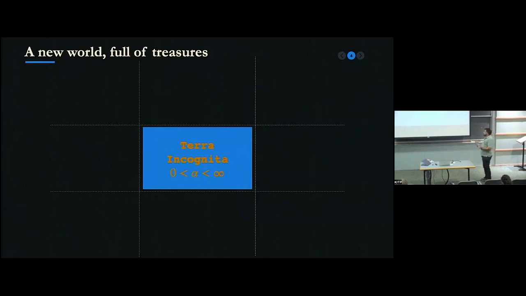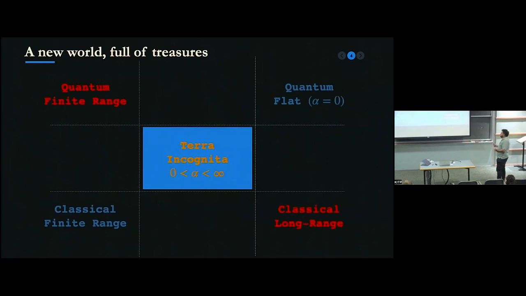So these long-range interactions, at least in my opinion, represent a new world, which has at its center something that's already known. We know a lot about quantum and classical systems with local and finite-range interactions. We know a lot about classical systems with long-range interactions. There are people in the audience that have worked on this, and there have been reviews talking about this.